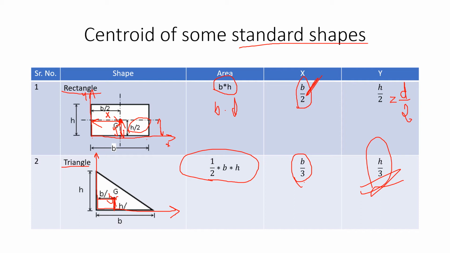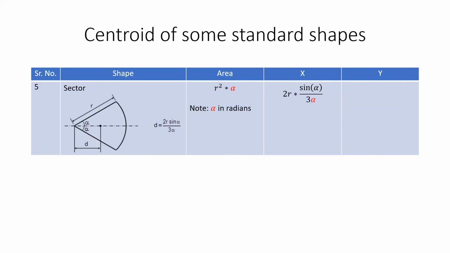Let us go for the next shape, and that is the sector. Now let us say this sector is of radius r and its half cone angle is alpha. Then the area of this sector is given as r square into alpha. And whenever alpha is given, you have to consider it in radians.